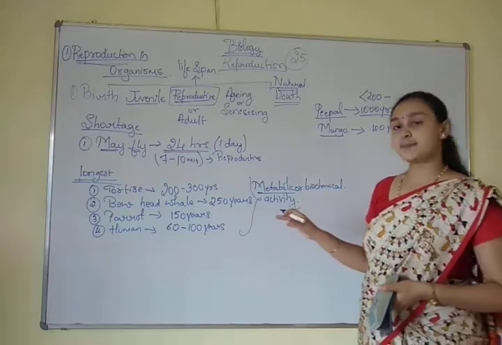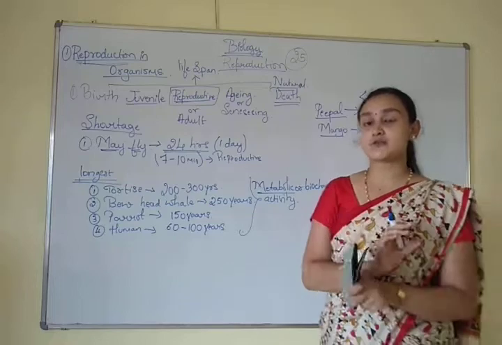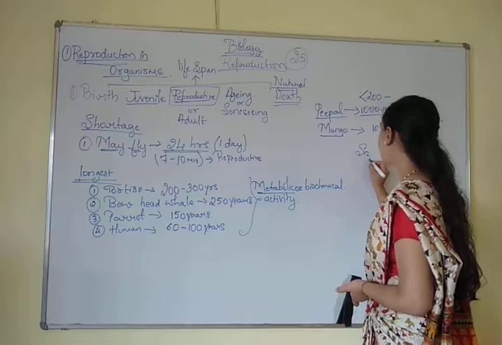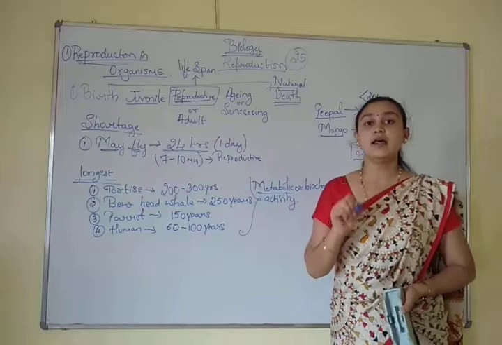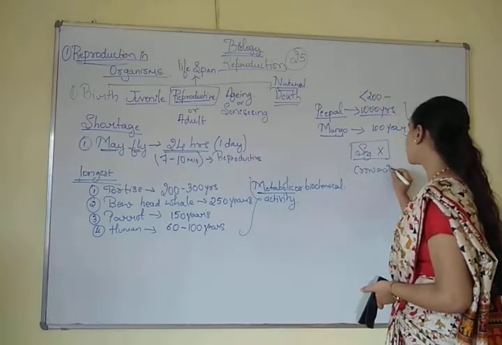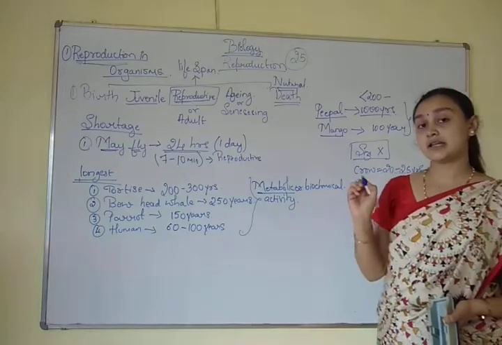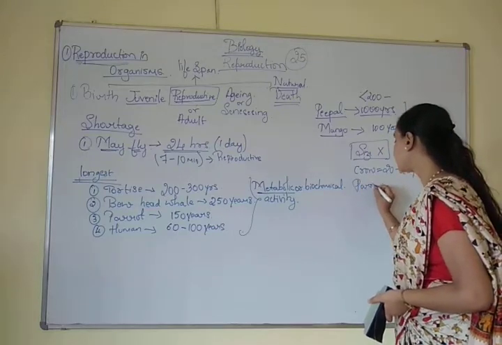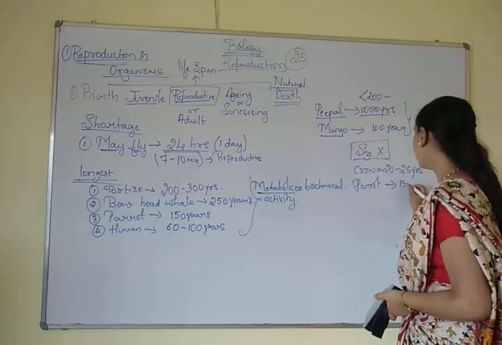Okay, lifespan does not depend upon size. Take this example: a crow. What is the lifespan of a crow? It is just 20 to 25 years. But when we talk about the parrot, how much does it have? It has 150 years.